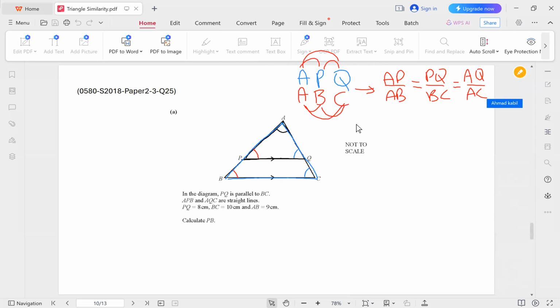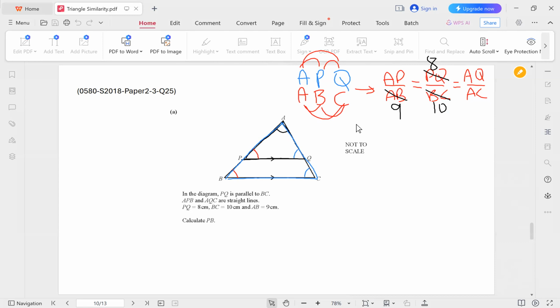Next, we cross out the letters and put down the corresponding numbers. So we are given PQ equals 8. So let's just write this down. And we are given BC equals 10. And we are given AB equals 9. So we want PB. PB is not in this equation.